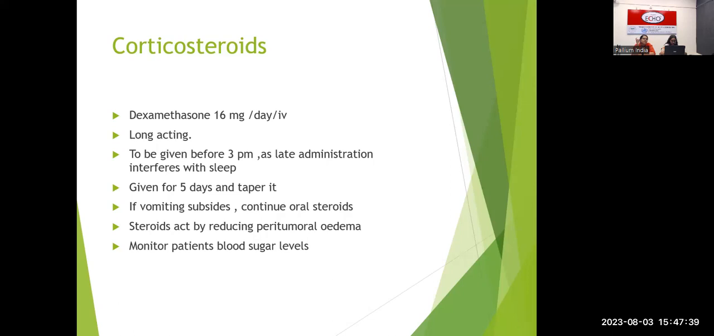Understood. And always make sure if the patient is on steroids, you monitor their blood sugar levels, because steroids have that tendency to raise the blood sugar level. So monitor that and manage the blood sugar levels accordingly.